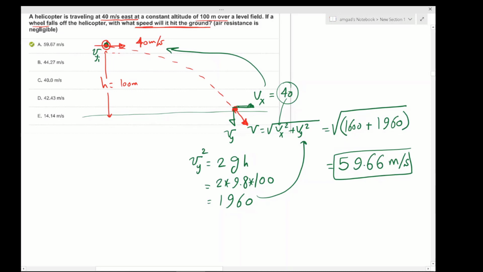Doctor, I just wanted to ask, can we also use the law straightforwardly? We can just use Vf squared equals Vi squared plus 2as, right? This is the one that I have used here. But we can just plug in 40 as Vi. It's going to be the same answer, right? I'm saying we don't need to use Vx squared plus Vy squared. We can just plug 40 in Vi.